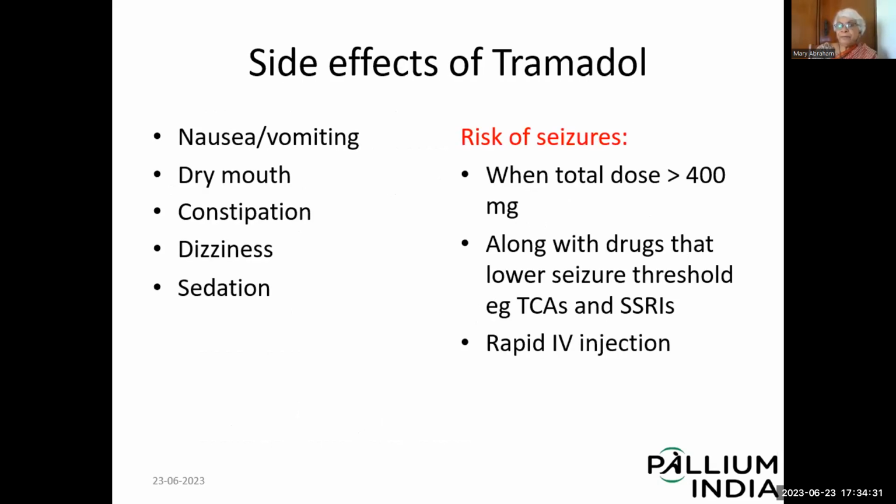The side effects of tramadol are nausea, vomiting, dry mouth, constipation, dizziness, sedation. There is a risk of seizures, but that occurs when you're giving a dose more than 400 mg or as a rapid IV injection or with drugs that lower the seizure threshold like the tricyclic antidepressants or the SSRIs. So when you're giving tramadol IV, please remember that you tell them to give it as an infusion over 15 to 20 minutes. You can even combine it with an antiemetic also.